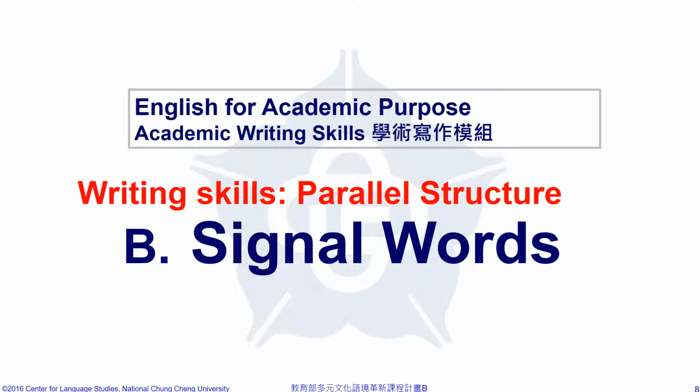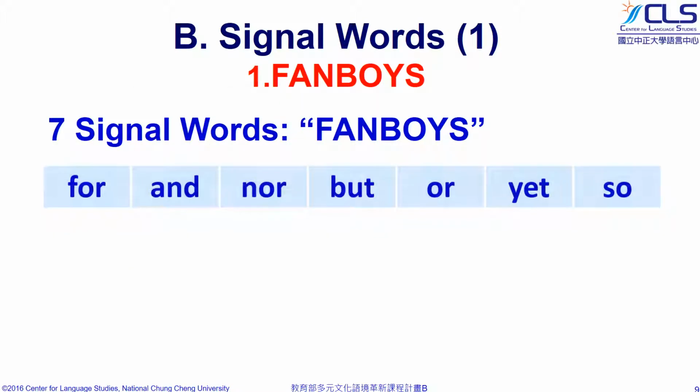So, how can we create parallel structure in academic writing? Signal words are very important in creating parallelism. Fanboys are the most commonly used connectors in parallelism. These connectors are for, and, nor, but, or, yet, and so. The examples with these connectors are all parallel.